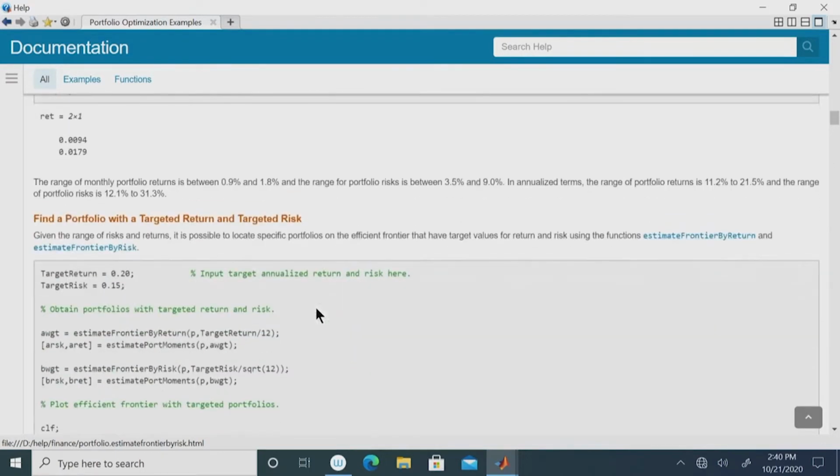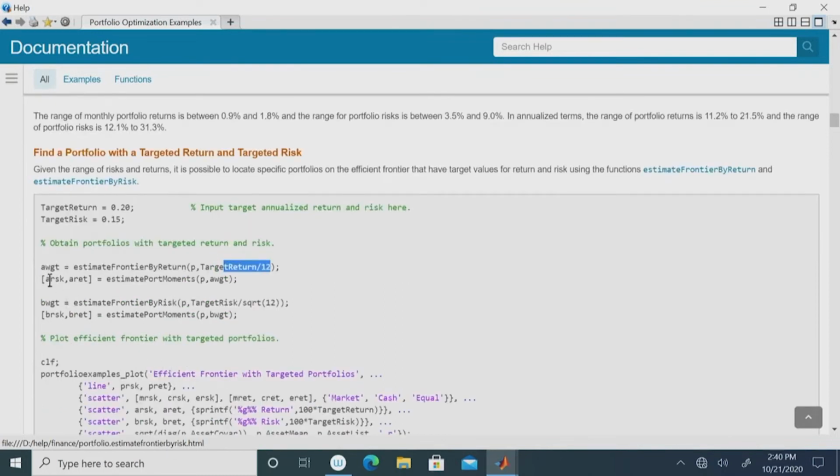So, for illustrative purposes we will input a target return of 0.2 or 20%, and this means that we want an expected return of 20%, and we will target the risk at 0.15. That means we are willing to accept up to 15% of the risk. Accordingly, we will estimate the efficient frontier by return, and we will take the target return divided by 12. We will input the annualized target return and risk, and then we will convert this to the monthly return and risk.